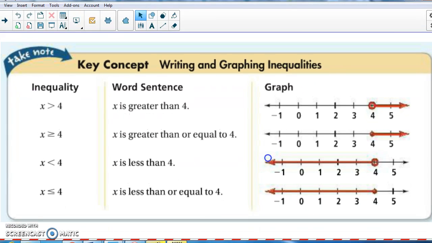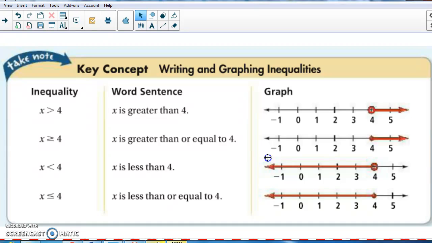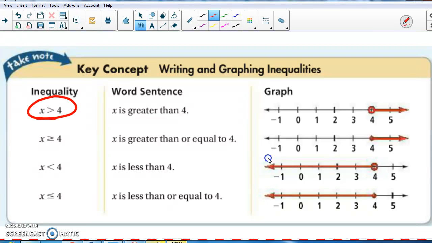These are the key concepts. The inequality x is greater than 4, the word sentence is x is greater than 4. This is greater than, this is greater than or equal to, and you can see that we have a line underneath that caret. When we look at the graph, when it is just greater than, we have an open circle and an arrow pointed towards the direction of the greater values. Greater than or equal to, we have a closed circle with an arrow pointed towards the greater values.